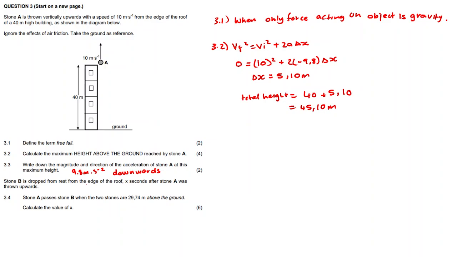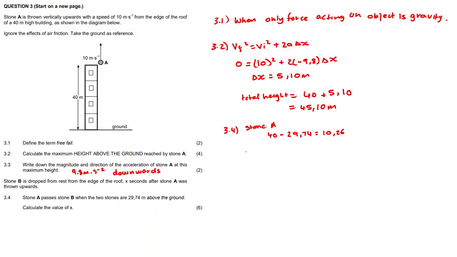Stone B is dropped from rest from the edge of the roof, x seconds after stone A was thrown upwards. Question 3.4. Stone A passes stone B when the two stones are 29.74 meters above the ground. Calculate the value of x. In order to calculate that, we can start with stone A, and we want the time taken after x seconds when the stone has reached this height above the ground. Therefore, the height we want to know is 40 meters, the total, minus 29.74, which is 10.26.